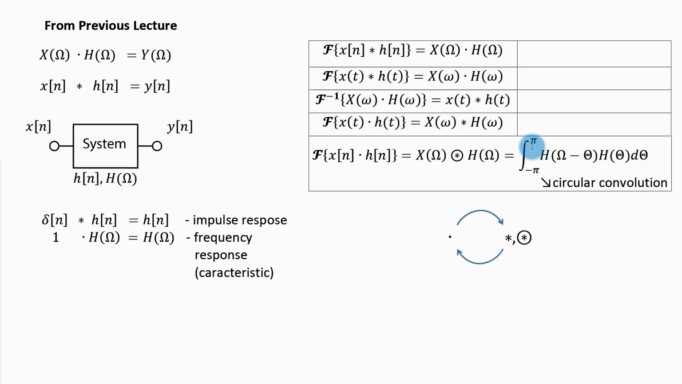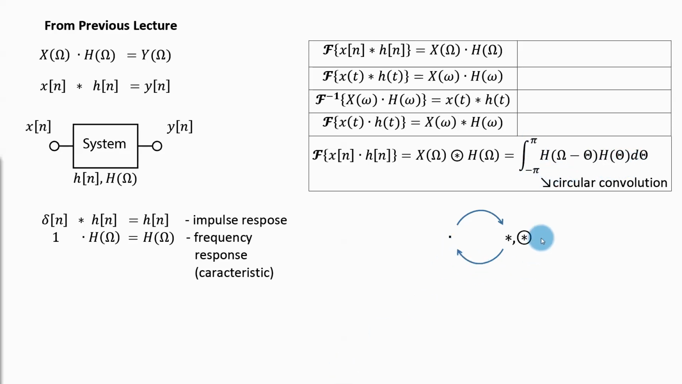But when you crunch the math, it turns out that if these signals are periodic, the convolution is computed over one period only. This type of convolution is called a circular convolution, and we denote it by a circled asterisk. It is computed from periodic signals, and we integrate over one period only.